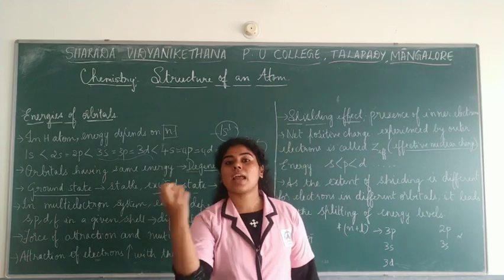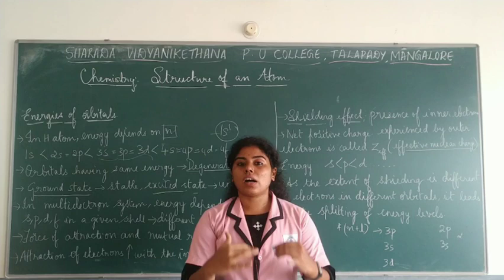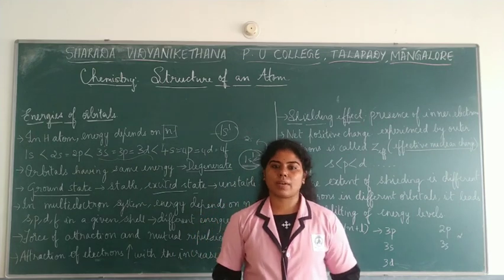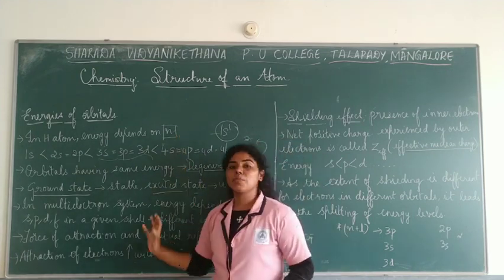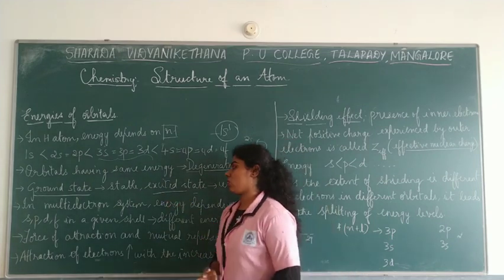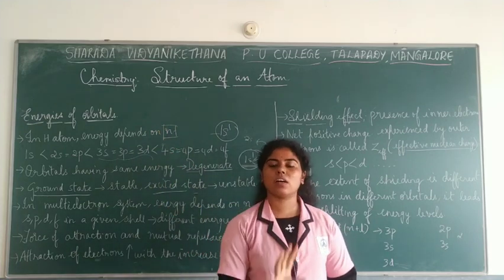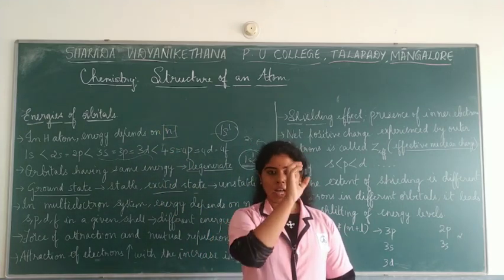So electrons can absorb energy and go to the excited state. Its own stable energy is called the ground state. These are some of the terms to be remembered when you are talking about the energy of the electrons. Now, this was for the hydrogen atom, where there is only one electron.